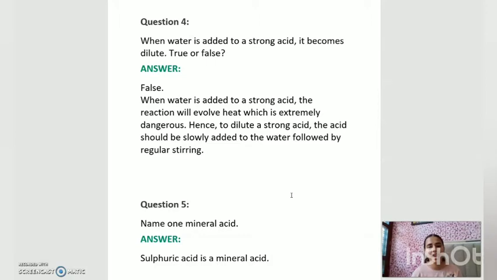Because when water is added to a strong acid, the reaction will involve heat, students, which is extremely dangerous, right? It will involve heat, and that is dangerous for us. So hence, if we want to dilute a strong acid, the acid should be added slowly. We should add the acid slowly, and we have to stir it regularly, right? With the stirring, it cannot be so dangerous, right? So regular stirring can be protective, right?